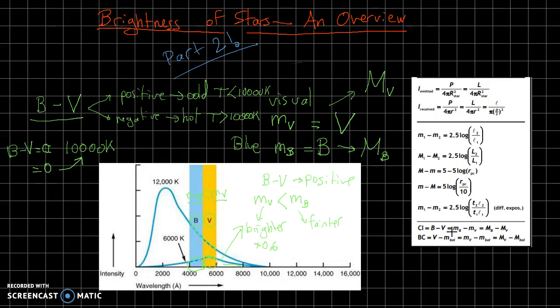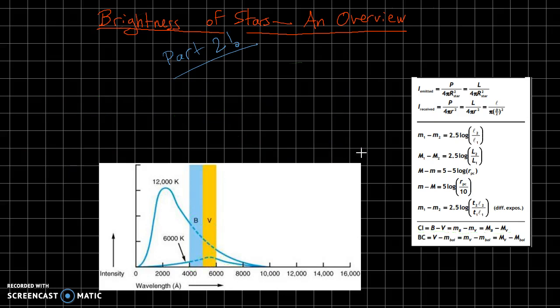If we look at the equation on the formula sheet, we see that the color index, which is the difference between blue and visual magnitude, can be written in terms of apparent magnitude or absolute magnitude. It's the same thing. The color of the star doesn't change with distance. So at 10 parsecs, the color index, the difference between blue and visual, will be the same as at any distance. Next is the bolometric correction, written as follows.